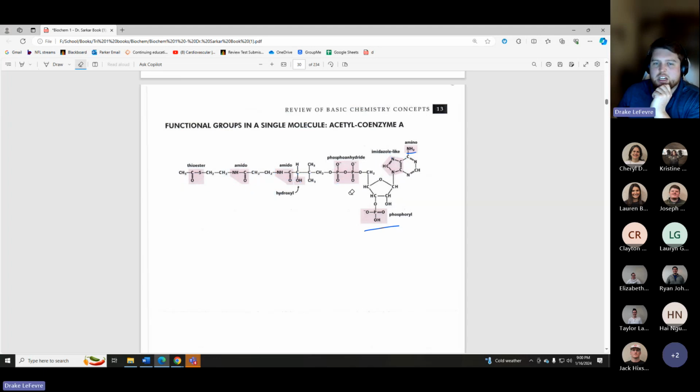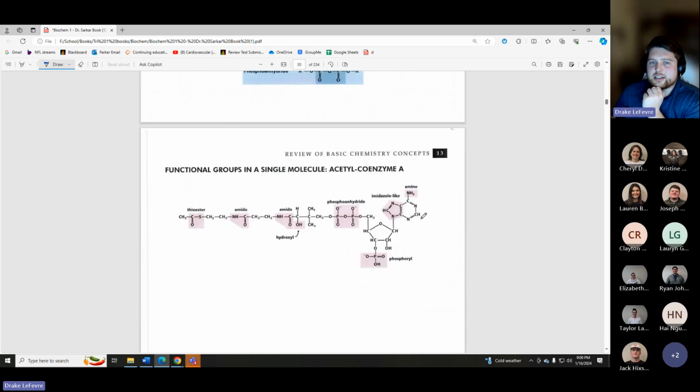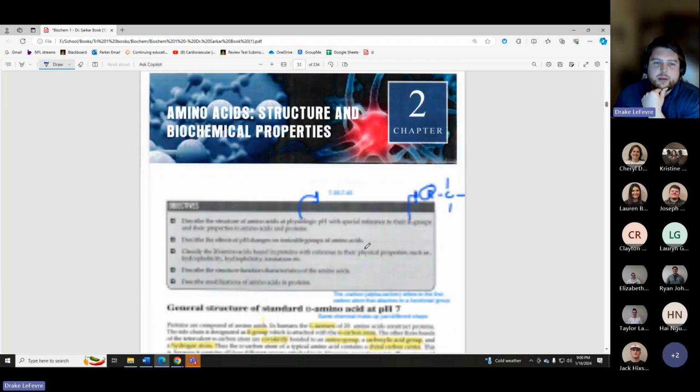A lot of what we're going to look at in this course is the individual functional groups, what they are responsible for, and what attributes or properties those individual functional groups give to a molecule. We're not going to look at something like this and ask what the overall charge is. That would be way above our pay grade.